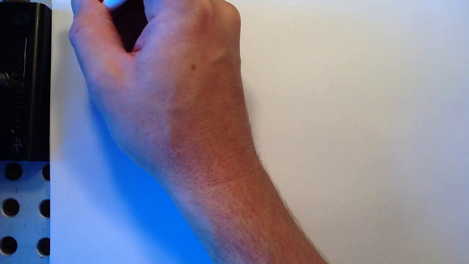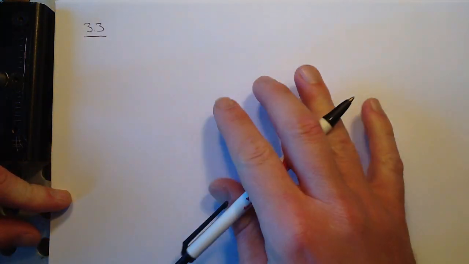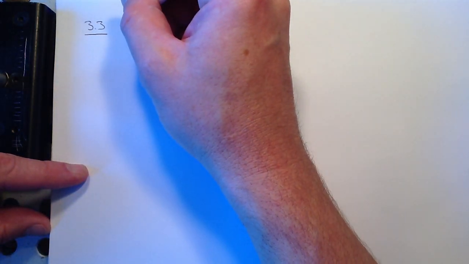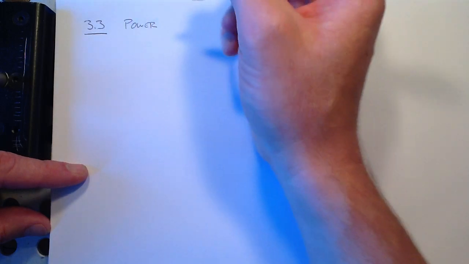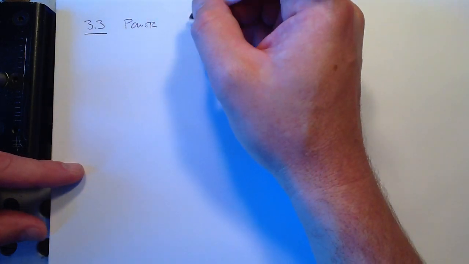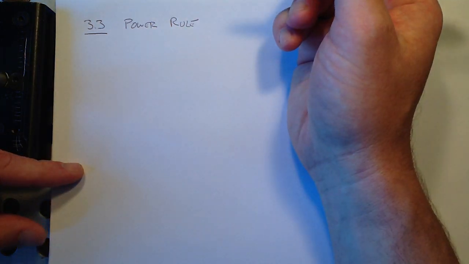Hello, these are the notes for section 3.3. We'll talk about a few things, but the main thing is the power rule. I think your book calls this techniques of differentiation, but this is the main one we're going to talk about, and we'll do lots of examples and get a little bit of other notation down.